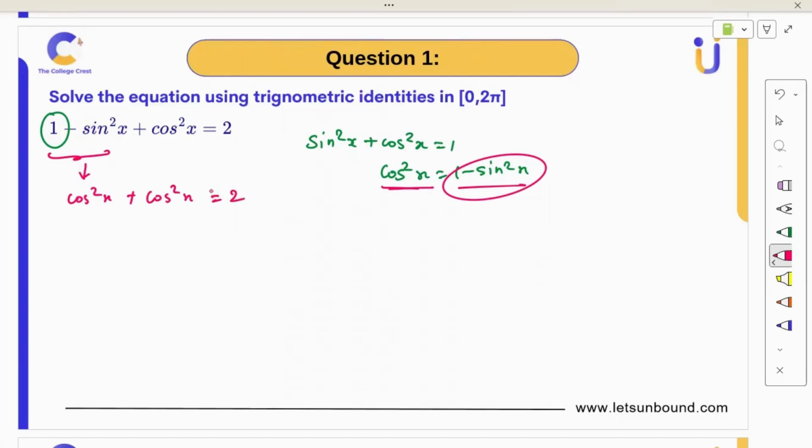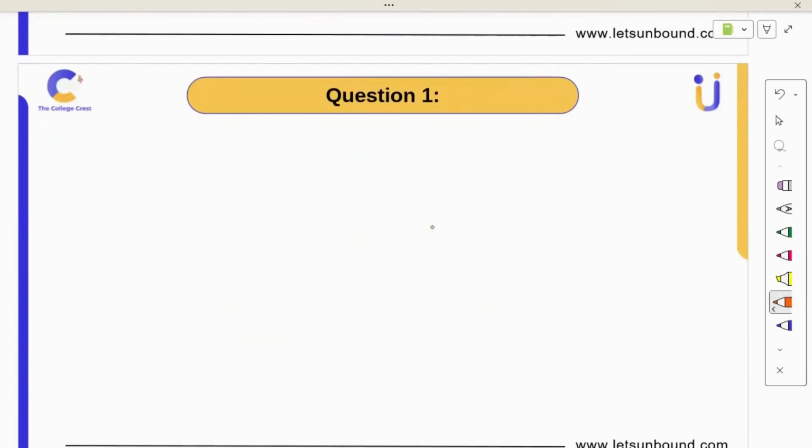So we are trying to make them simple and a single trig function when you are solving any equation. Cos square plus cos square will become 2 cos square x equal to 2. 2 cancelled. Cos square x equal 1. And when you take square root on both sides, cos x is plus or minus square root 1, which is 1. Now I got two equations. Let's solve them. Cos x is 1 and cos x is minus 1. Simple cos function, like the general function.